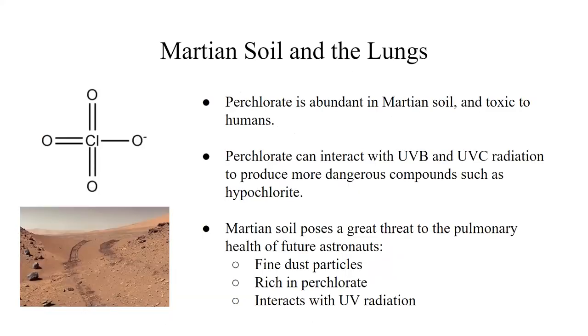Martian soil is a very interesting risk factor for astronauts because it is rich in perchlorate, which when it interacts with UV radiation can generate more dangerous compounds like hypochlorite, and these are dangerous for the lungs. And also because Martian soil is really fine, it can cause a lot of scar tissue in the lungs if it gets breathed in. They've shown this in animal studies, like with mice, looking at how this soil affects the lungs, and it's a big concern for the pulmonary health of astronauts who may visit Mars in the future.